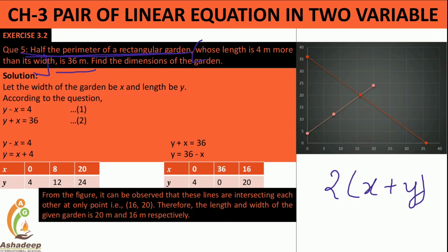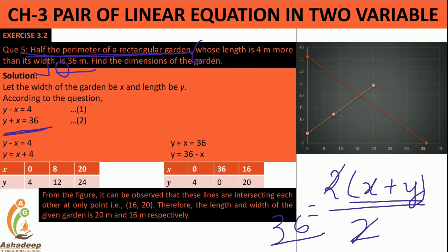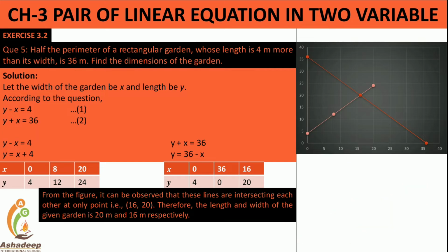Half of the perimeter is given. This is the full perimeter. So what is the half perimeter? Half perimeter is nothing but divided by 2. Is means what? Is equals to. Is 36. So 2 and 2 cut. So what is the answer? x plus y is equals to 36. So here x plus y is equals to 36, right?